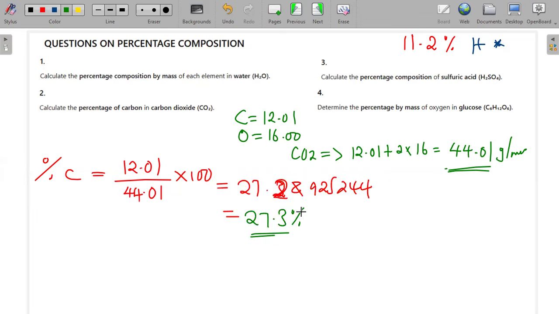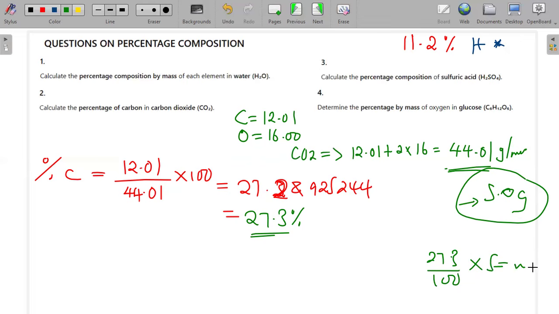So 27.3% of any mass of carbon dioxide is going to be carbon. So if they say, for example, the mass of carbon dioxide is 5.0 grams, then 27.3% of this 5.0 grams is going to be carbon. So to find the mass of carbon in these 5 grams, you're just going to say 27.3% multiplied by 5. Whatever answer you find here will be the mass of carbon in 5 grams of carbon dioxide.